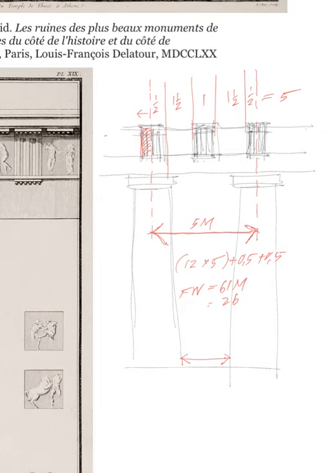And that's not all. The next important piece of information that we're lacking is the lower column diameter. And there was a very simple rule for that, and that was 2M.